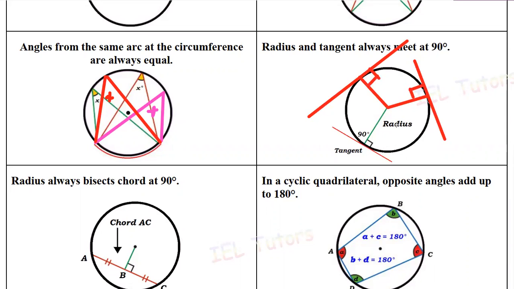So this is a very simple and straightforward circle theorem. The radius and tangent always meet at 90 degrees.